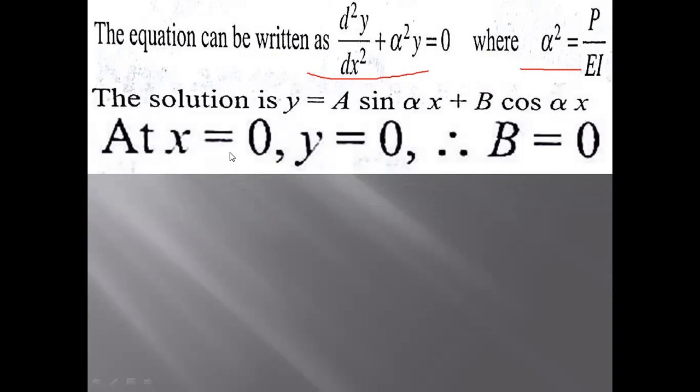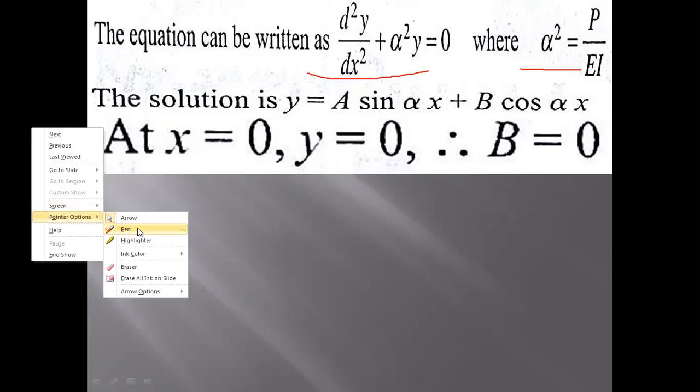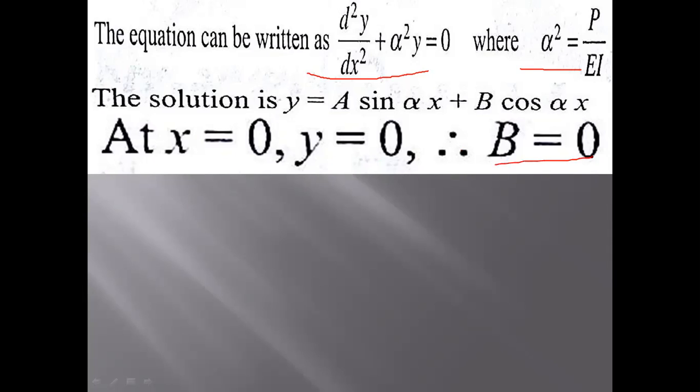Now at x = 0, y = 0. How? At x = 0, you were talking about the hinged end points, where the deflection is 0. So if I put x = 0, sin 0 is 0, cos 0 is 1, y is 0, so B = 0. If I put this boundary condition, at x = 0, y = 0, in the above equation, then I will find B = 0.